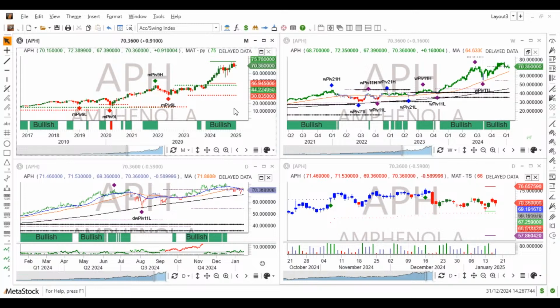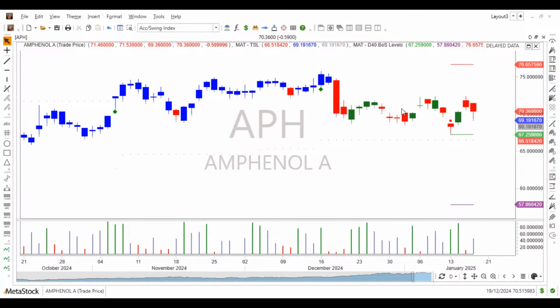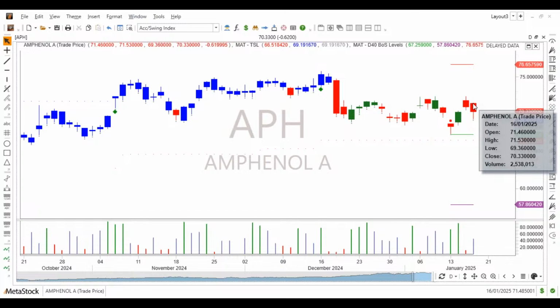But let's look at Amphenol. Amphenol is another stock that performed very, very well last year. It's still in my portfolio. I'm still holding it. Monthly is bullish. Weekly is bullish. But daily is not bullish. And that's because if we open the daily in the bottom right, it's currently going through a sideways market. The ribbon, the bars have not turned blue as yet because the time frames aren't fully aligned. But that's all part and parcel of trend structure.